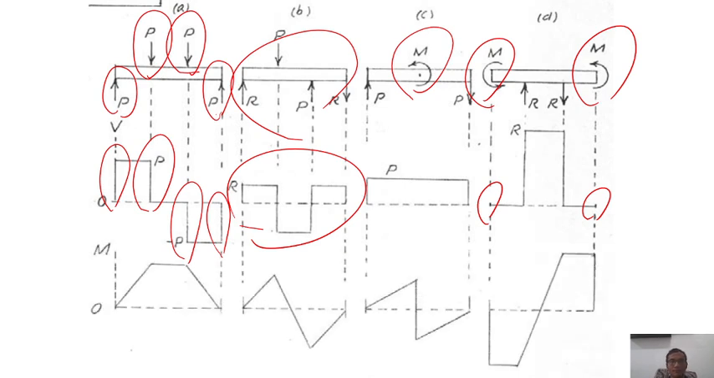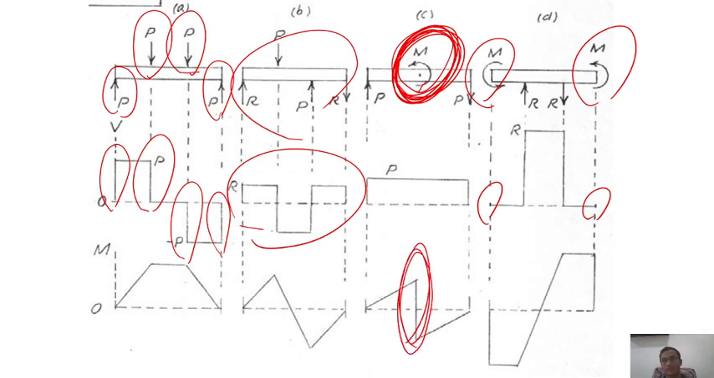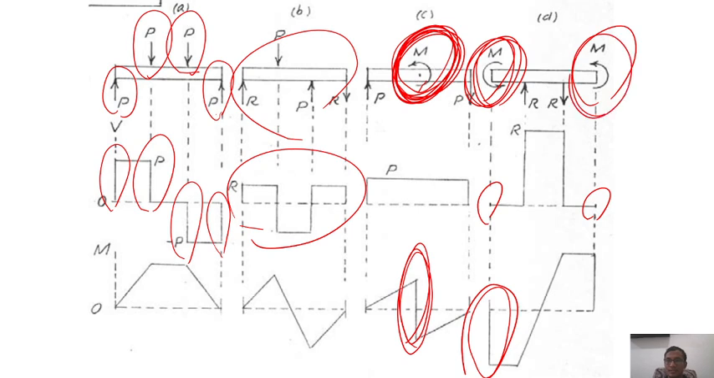But if we take a look at the moment diagram, at the end, the results of the moment diagram, due to this particular concentrated moment, as you can see here, exactly in the middle, there will be a jump in our moment diagram. The same at D, because of this concentrated moment, there is a jump at the beginning. And at the end, there is another jump due to this particular concentrated moment here.